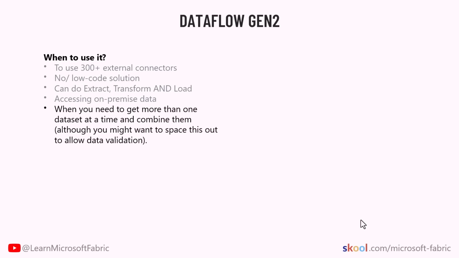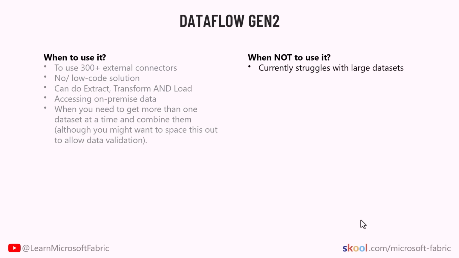So the next point is that you can actually access more than one data set at a time. What I mean by that is you can build multiple Power Query queries in the same data flow and then combine them if that's what you want. Although you might want to space these out and just do one data set per data flow, write them into Fabric, and then combine them later on in your pipeline. In 2 videos time, we're going to be talking about data validation. And so by spacing out your transformations, it allows you to validate the data. So that is an option in data flows, but you might want to think carefully if you're going to do that. So when do you not use it?